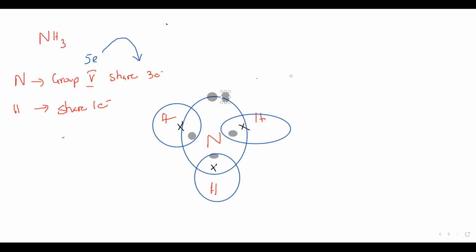Is it clear? The structure of nitrogen, NH, structure of ammonia. This is NH3, known as ammonia. It's the name of the compound. And it is having a covalent structure of NH3.